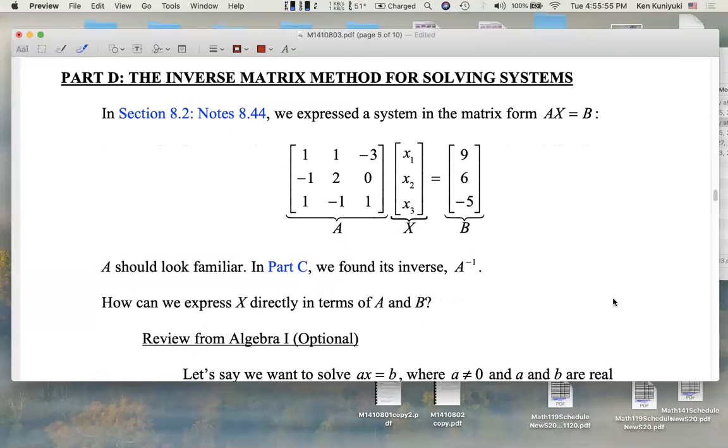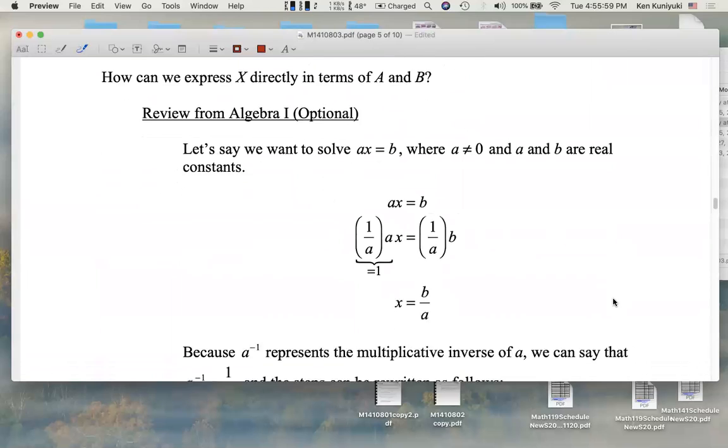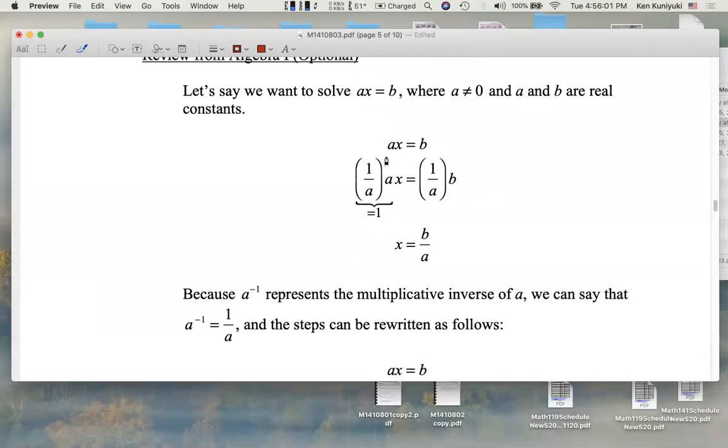Now, you can use inverse matrices to solve systems. For example, back in algebra 1, right, you have AX equals B, right? Assume A is not 0. Well, how would you solve for X? You divide both sides by A, right? In other words, you multiply by what? You multiply by the reciprocal, the multiplicative inverse of A, 1 over A. And then you basically get this.